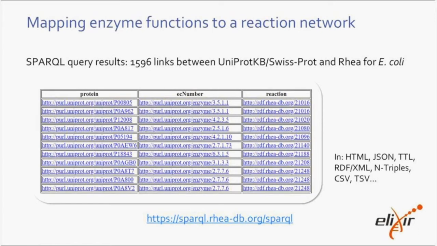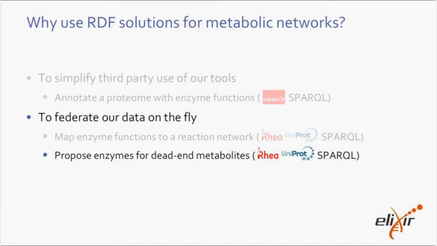So what we've done is we've joined on the fly the Rhea data via its SPARQL endpoint to the UniProt data via its SPARQL endpoint to generate links which are not present in either of the resources at the current time. Okay. Our last application is something a little bit more novel.